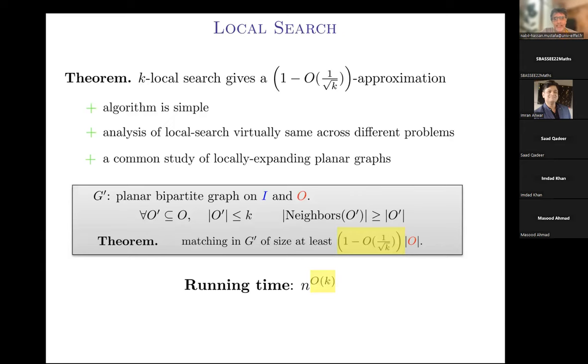The main negative point about local search is that it's slow. The running time is n to the k. And if you want epsilon here, it's n to the 1 over epsilon squared. So that's where we are currently stuck. The state of the art really is, for these combinatorial problems, can we avoid putting epsilon or k in the exponent of n? I mean, is something like 2 to the 2 to the 2 to the k times n possible instead of this form? So that's the main open question.